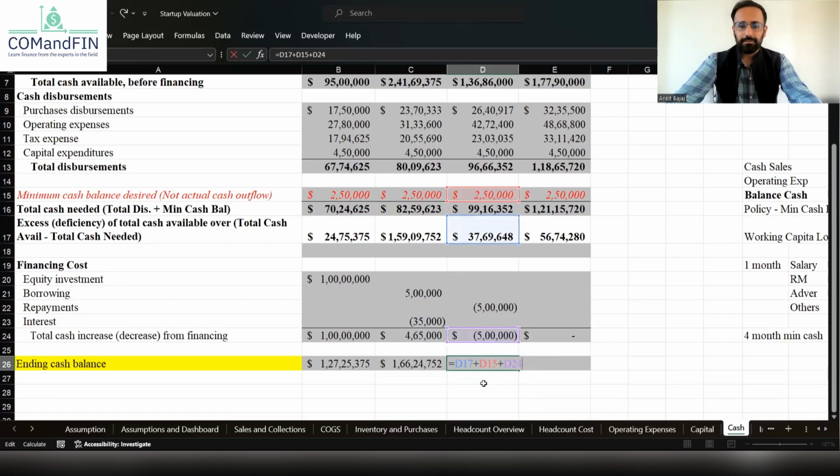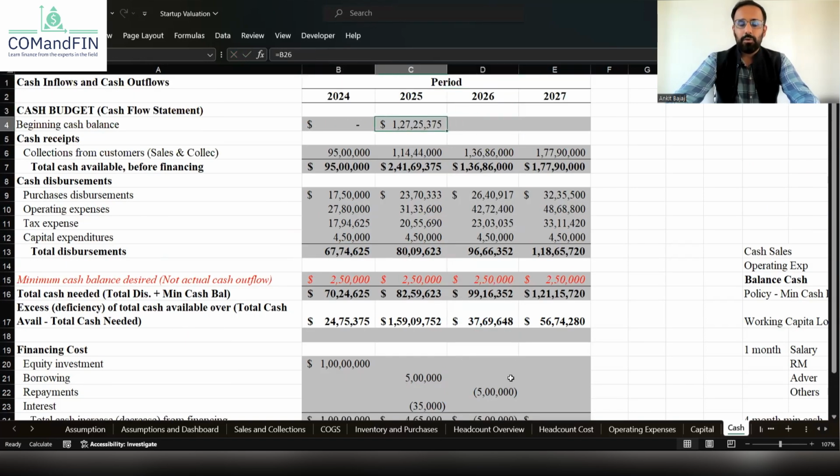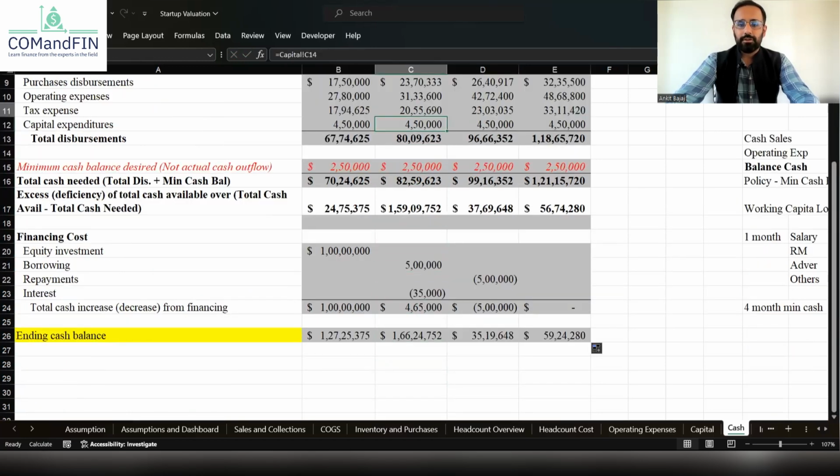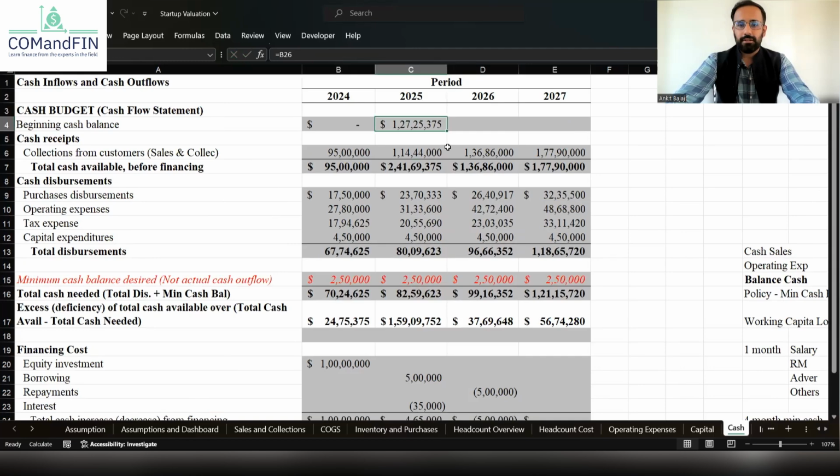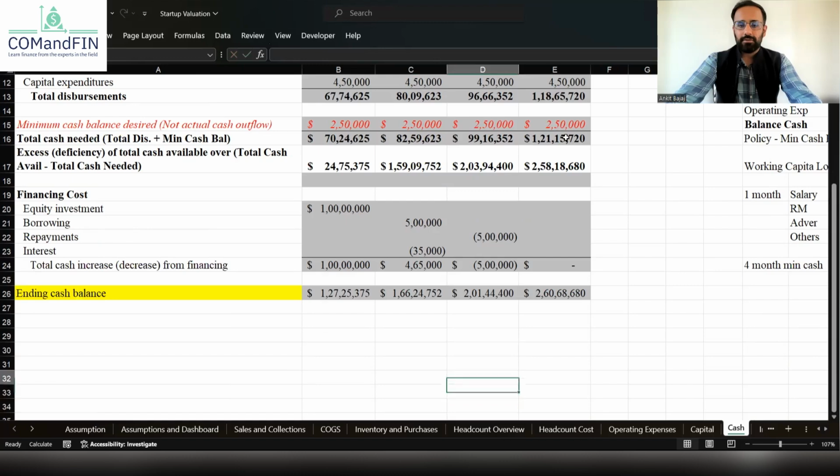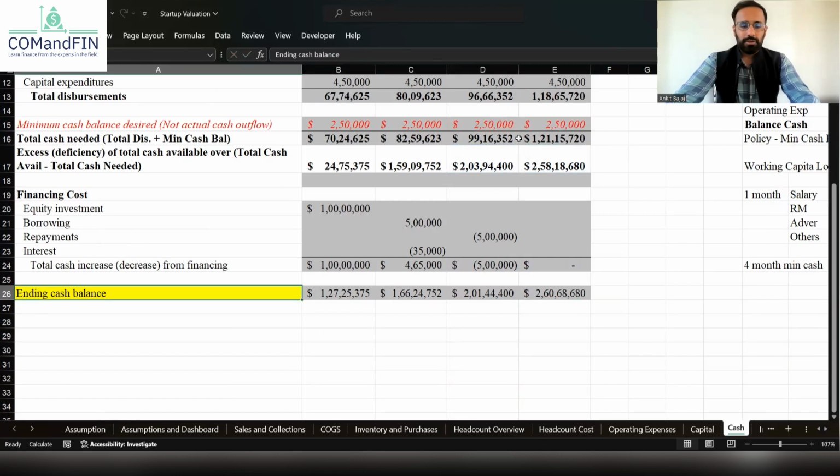So I think you understood. And here, we have to bring the opening balance. The closing balance of 25 is going to be the opening balance for this year, right? So we can drag this value here and we will be able to find out the opening balance. And here you can see this is going to be the closing balance. So here we got the ending balance.